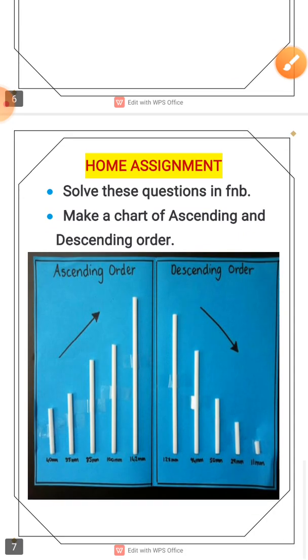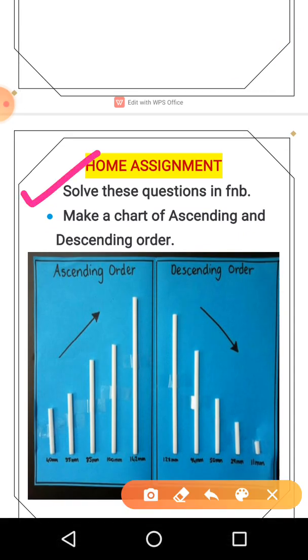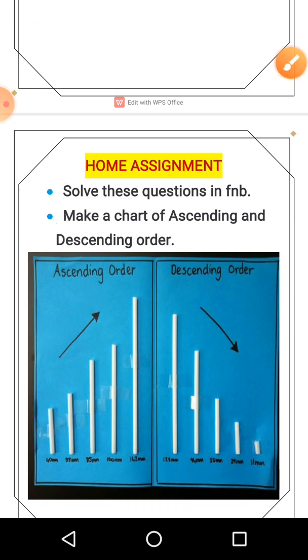Now let's see your home assignment. You have to solve all these questions in your notebook, which I explained here. Next is make a chart of ascending and descending order. You have to create a chart like this, okay, of ascending and descending order, and forward it to me by 6.